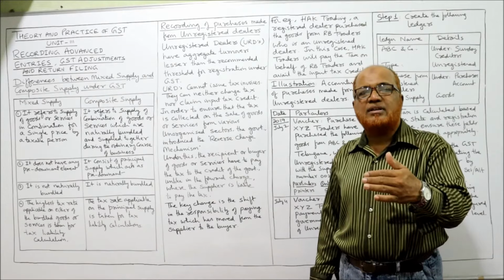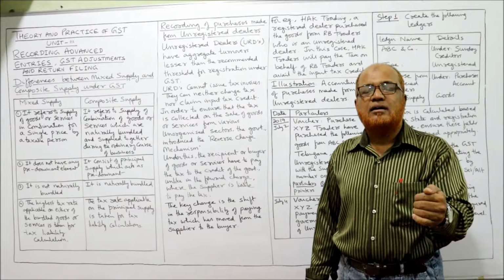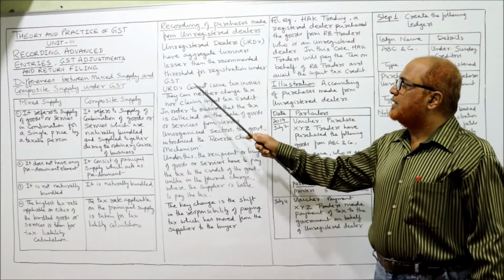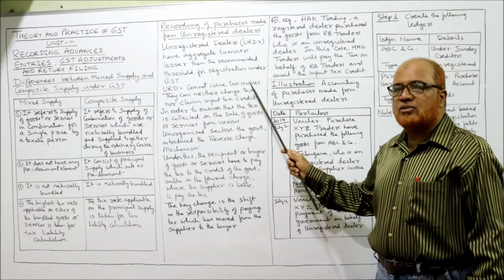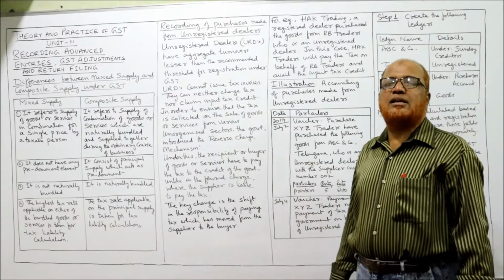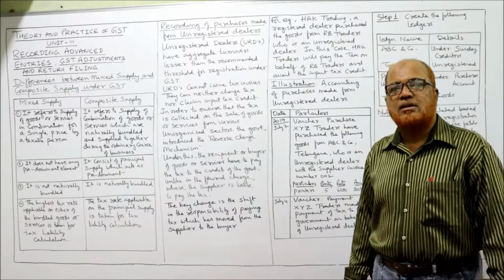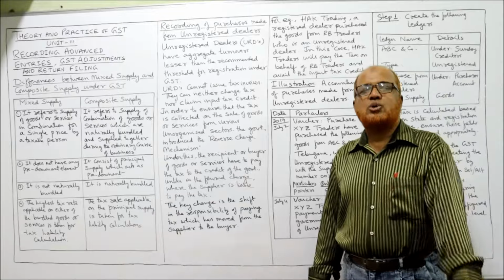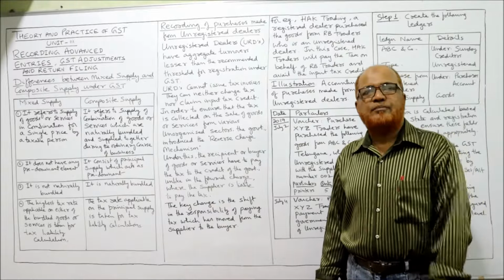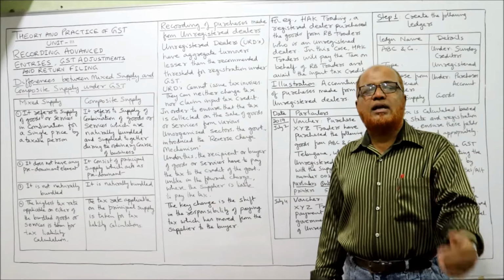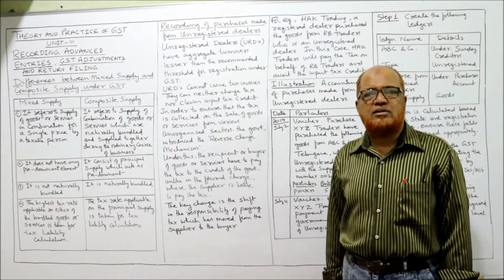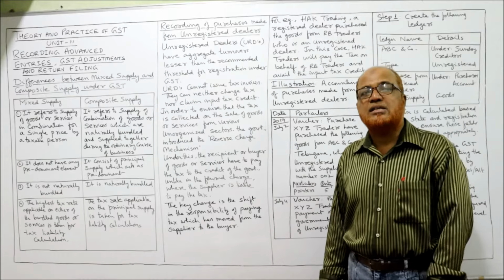So if a person is having a turnover of less than 20 lakh, he is called an unregistered dealer. An unregistered dealer cannot issue tax invoices. They can neither charge tax nor claim input tax credit. We have already discussed this point in the previous video also. They cannot issue tax invoices. They cannot charge tax from the buyer, from the recipient. And they cannot get the benefit of input tax credit, the ITC benefit. So these three things you have to remember for an unregistered dealer.